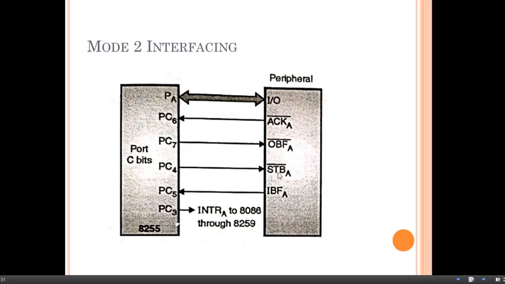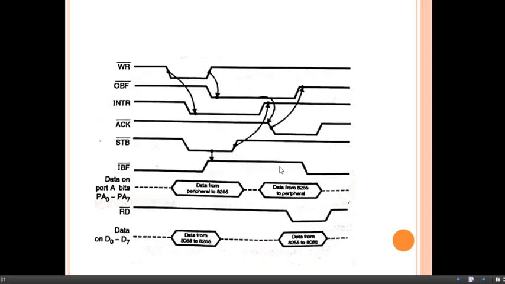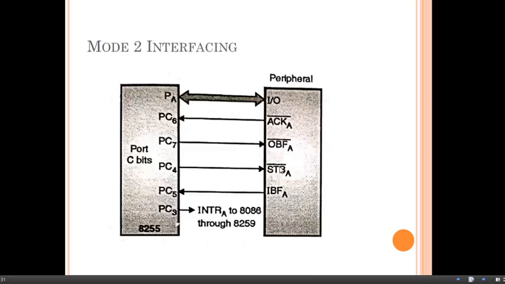Now in case of input operation, instead of these two signals, STB and IBF signals are used. So STB bar is an active low input signal. When the peripheral writes the data on this port, it generates the signal STB bar to indicate to 8255 that it has written the data.